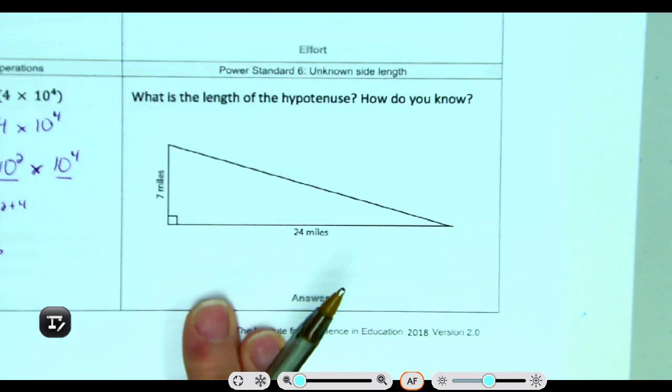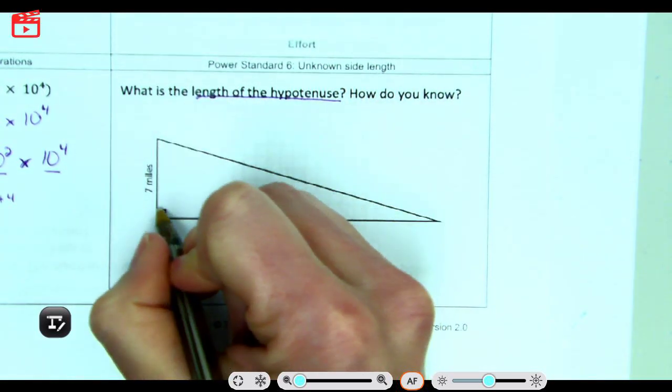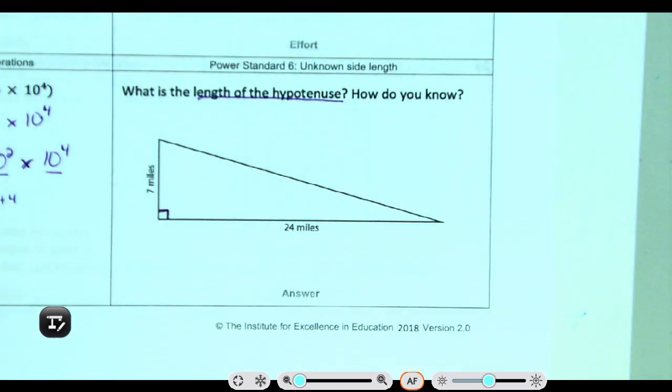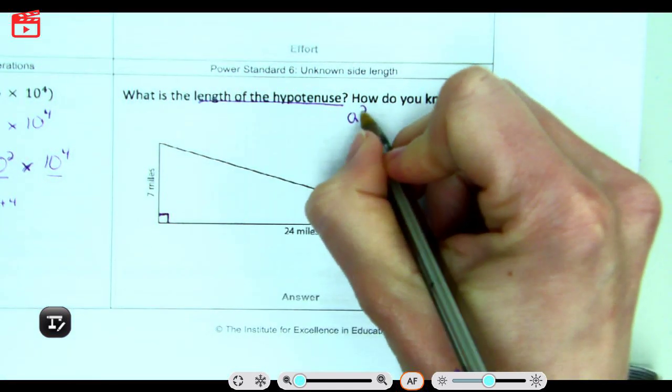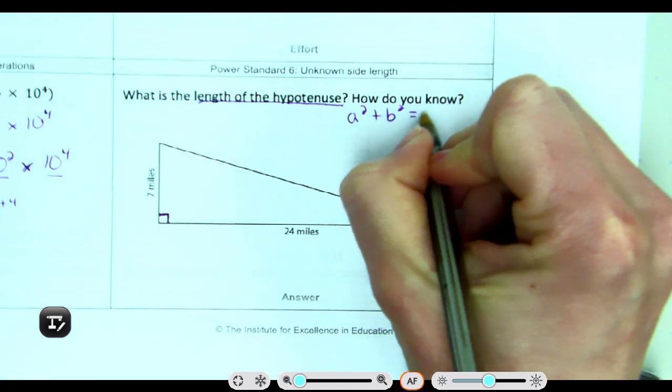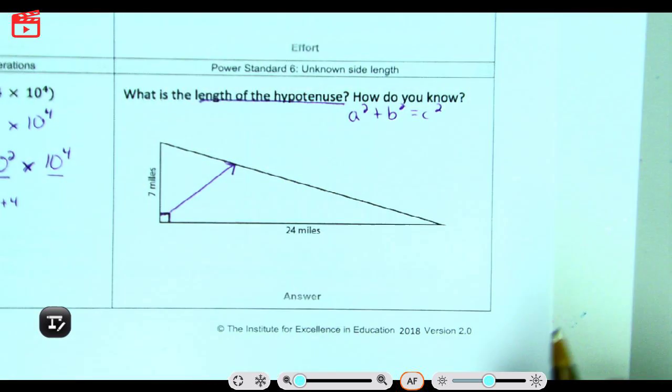Power Standard 6 asks, what is the length of the hypotenuse? How do you know? Well, anytime I see a right angle and I'm looking for a length, I think Pythagorean theorem. A squared plus b squared is equal to c squared. The hypotenuse is the longest side. It's the side across from the right angle, and we call that c.